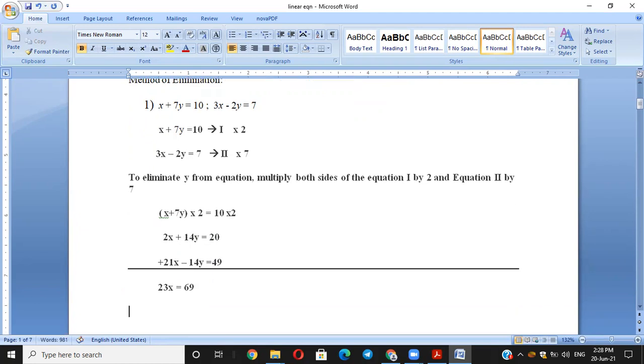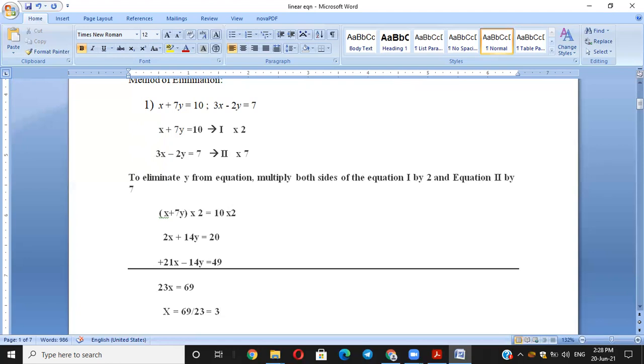Now, can we solve for x? Yes. The answer is yes. It's very simple. x is equal to 69 divided by 23. That is nothing but, 23 into 3 is 69. Right? So you can find out what is 69 divided by 23. It is 3. So the value of x is 3 now.